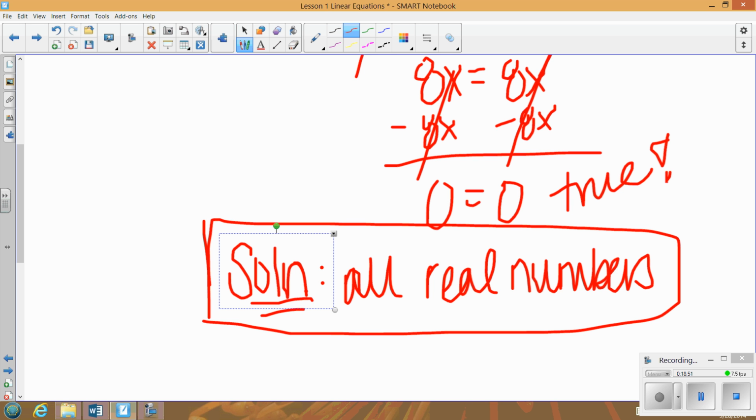Okay, so those are all of the different combinations. If you get something that's not true, you get no solution. Something that's always true, so this is always true, you get all real numbers, and then if you get just one x value, that's your solution. So those are the different possibilities.